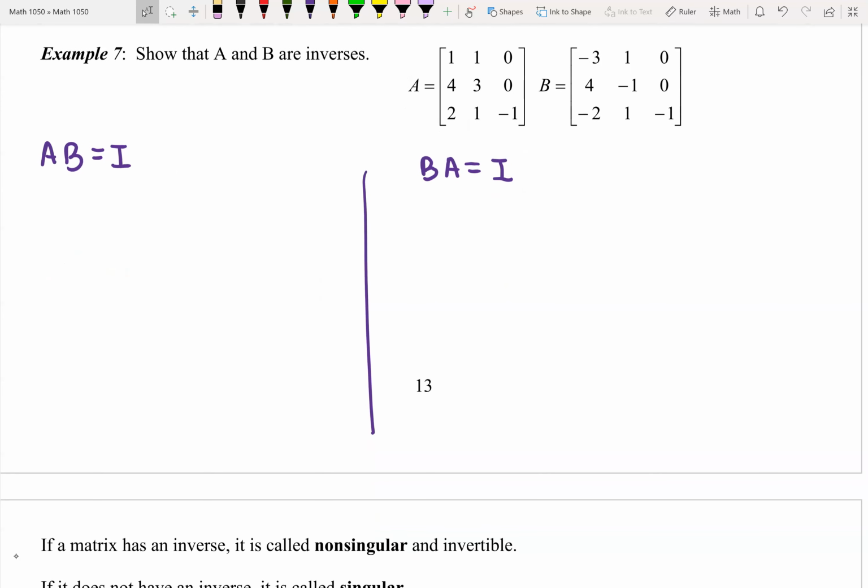So if you ever have a problem that says show that these are inverses, which I think you have about a 0% chance of seeing on anything, you still need to understand it. So write down matrix A.